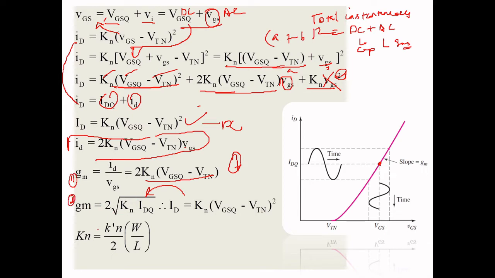Another thing, the Kn, you know, is the conduction parameter, already covered in the class, so I am just repeating it here. It is the process parameter divided by 2, where K dash n is nothing but mu into COX. Mu is the mobility and COX is the oxide capacitance per unit area, related to the thickness of the oxide. And W and L are your width and length, the W by L ratio.